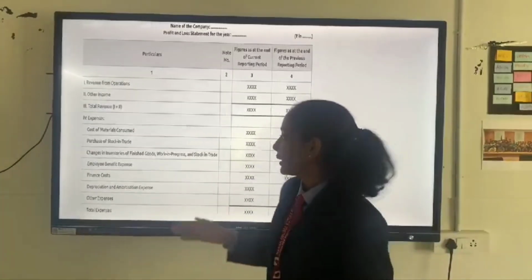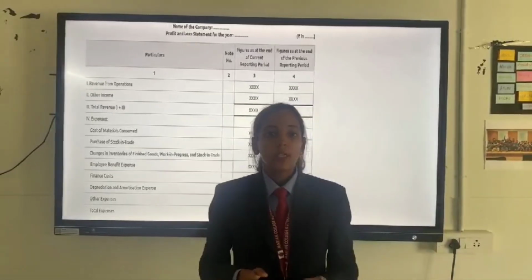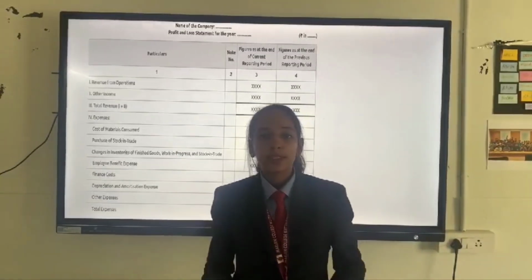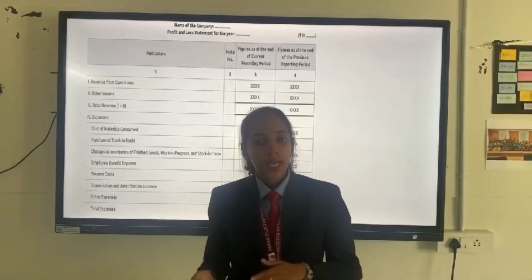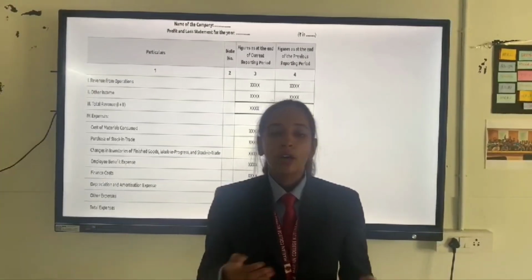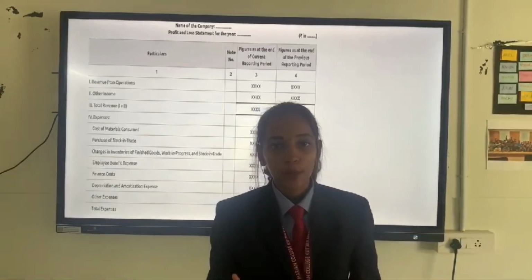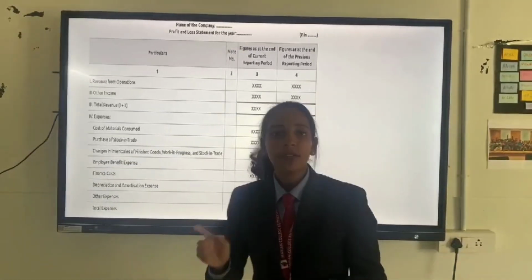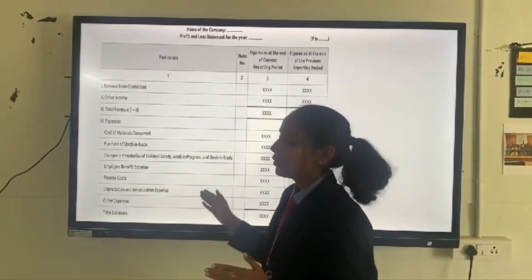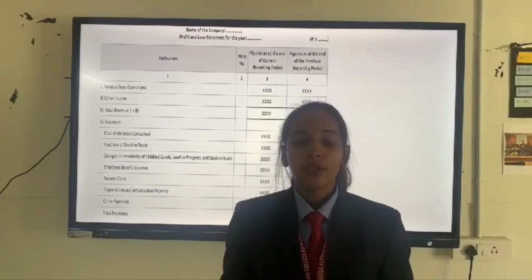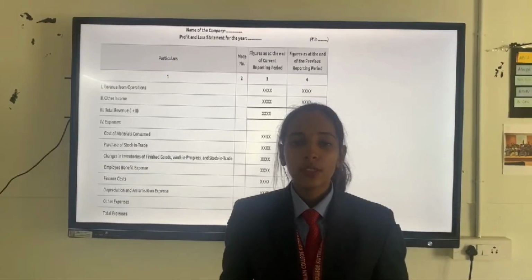The fourth one is employee benefit expense. All expenses related to employees' benefits, such as salaries paid, wages paid, or bonuses given, or other types of compensation given to the employees, will come under this employee benefit expense. The fifth one is finance cost. Finance cost refers to the interest expenses.